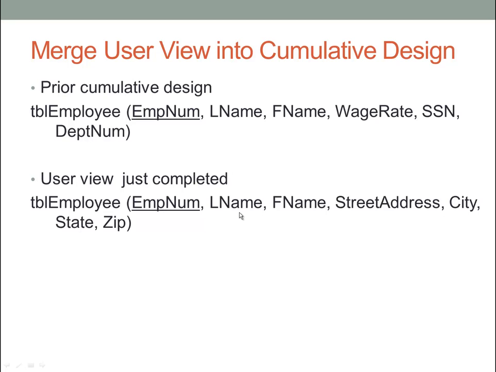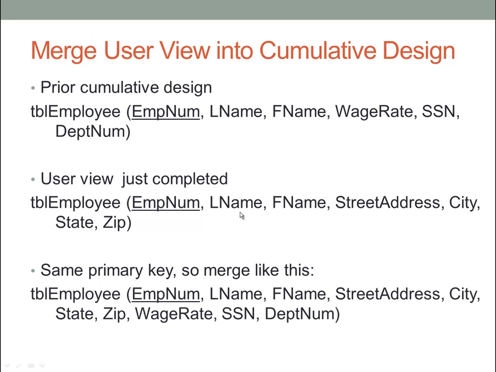So now I'm going to merge them together into one view. It's the same primary key, so it's very simple to merge them together. Any fields that are repeated, like the employee number, last name, first name, I only want to list once, but ultimately I want to include all the fields from both tables, never listing a field multiple times. So when I've merged them together, you can see this is now my table from both views.